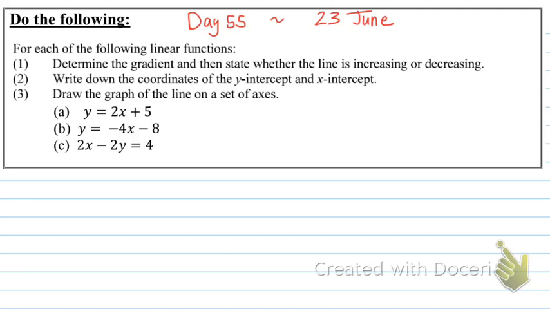So now they say do the following. You do those questions of day 55. They ask us to determine the gradient and state whether the line is increasing or decreasing. Then we have to write down the coordinates of the x and y intercepts and draw the graph for those 3 equations. You can press pause now, do those questions, and when you are ready, you come back and press play and we mark the work together.